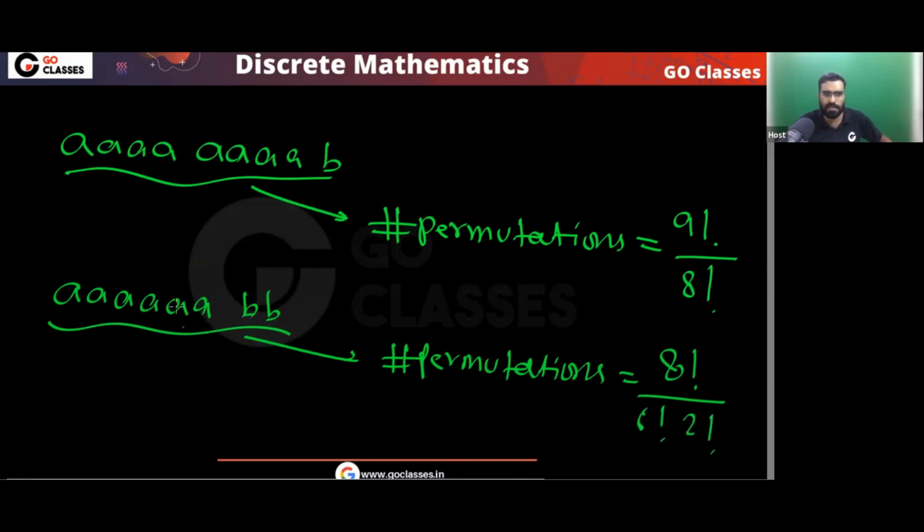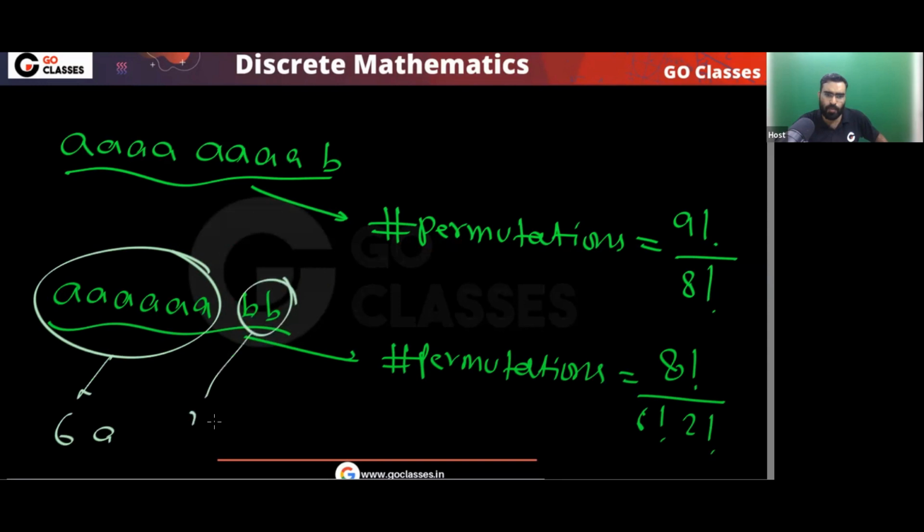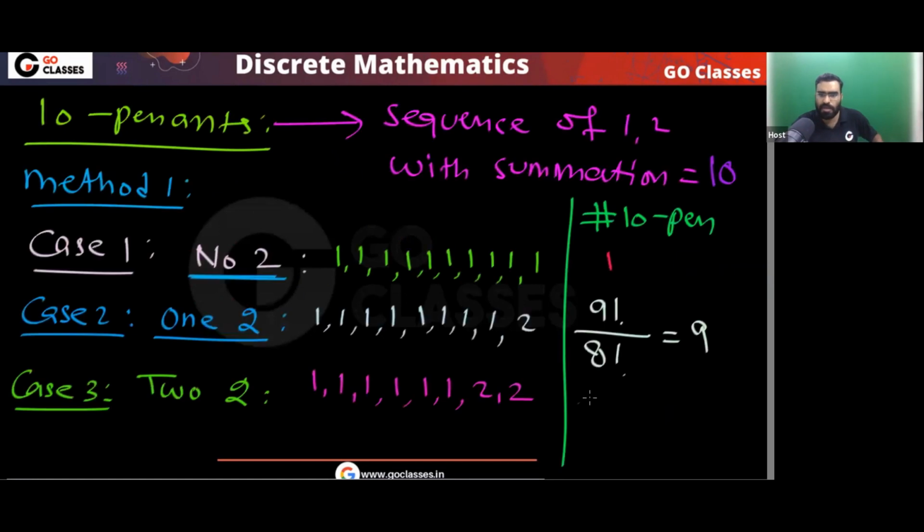Very simple. Yes or no? Because you have 6 A's and you have 2 B's, total will be 8 factorial divided by 6 factorial 2 factorial. This will be your answer in this case. You can check whatever this value is. Can anyone tell me what this value is? It will be 8 into 7 divided by 2, so I think it will be 24.